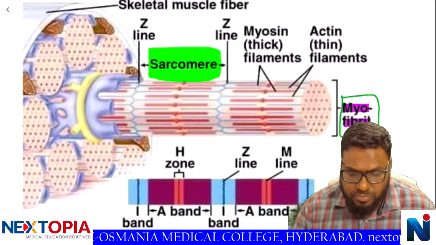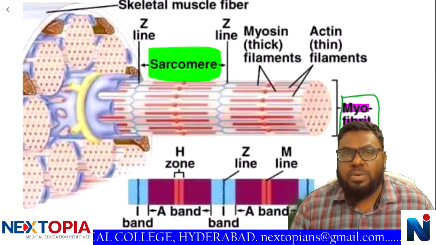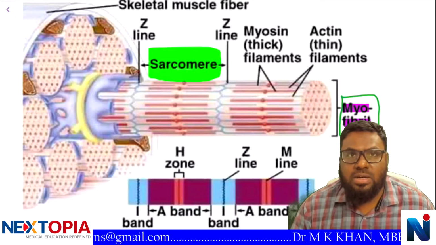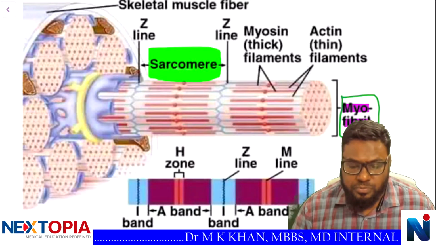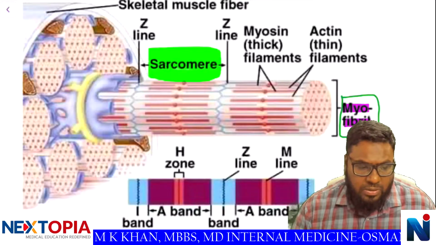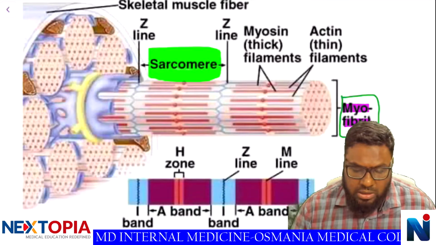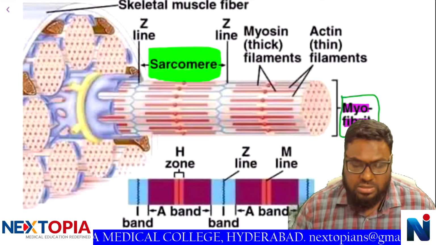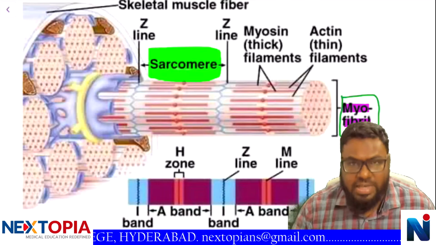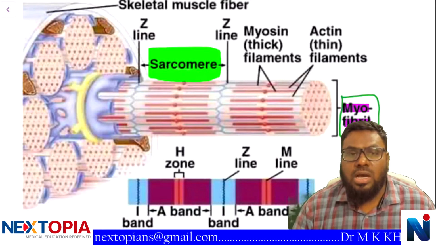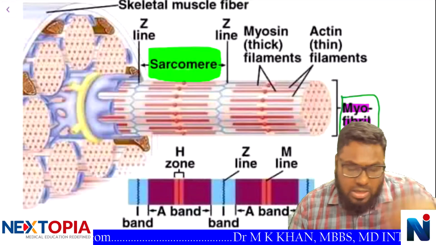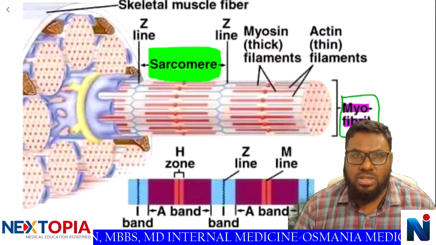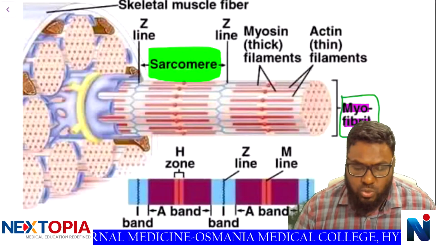Please follow this properly, because once you understand this, you'll understand excitation contraction coupling. Each myofibril is divided into sarcomeres. What is a sarcomere? It is a unit of excitation contraction coupling. A sarcomere begins with a Z line and ends with a Z line. So it is the part of the myofibril which is present in between two Z lines.